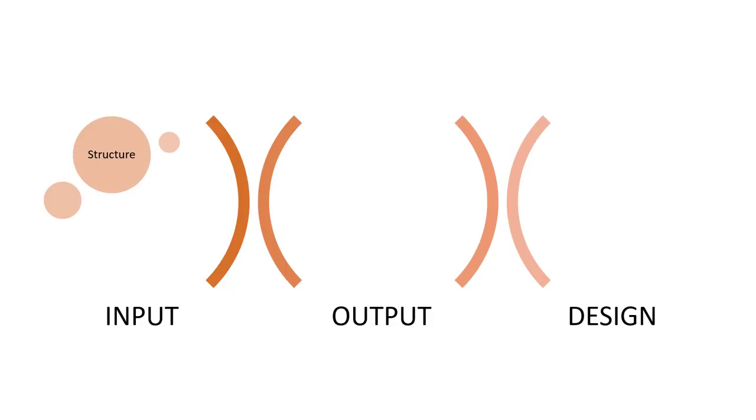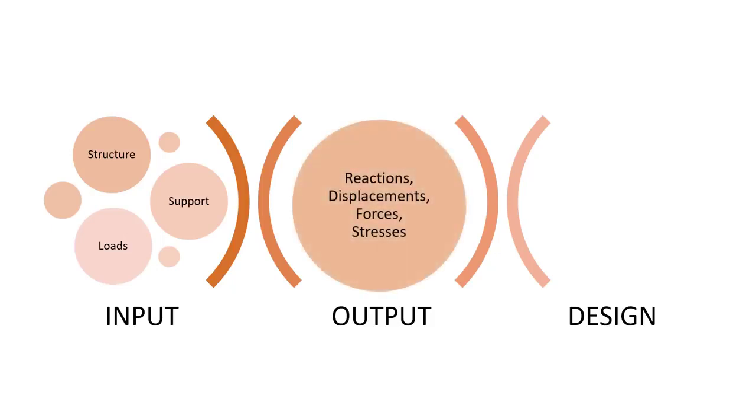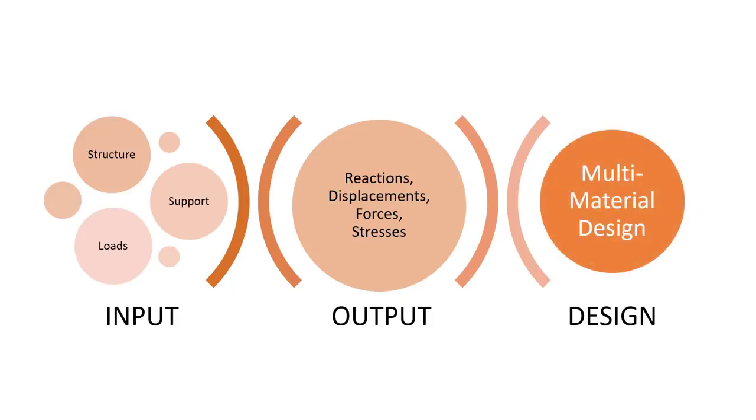STAAD consists of three basic parts. The first is an input, second is the output, and third is the design. Input in the language of STAAD stands for structure, that is, model creation, defining of its support, and defining the loads. The output stands for the reactions, the displacements, the member forces and stresses which are a resultant of the input. And design is using this output to create a multi-material design. We'll talk about these components in a bit of detail. Let's first talk about input.